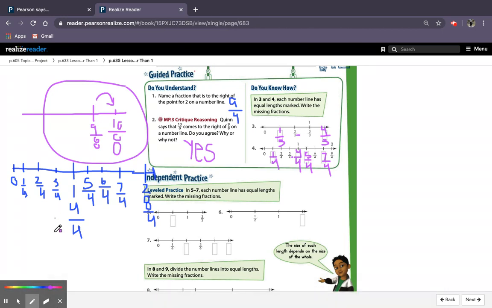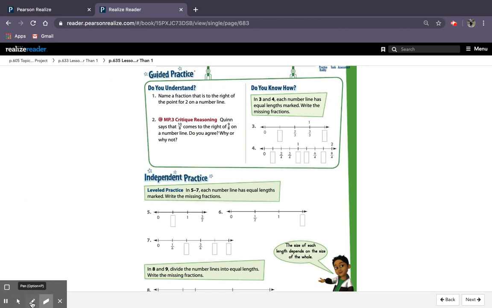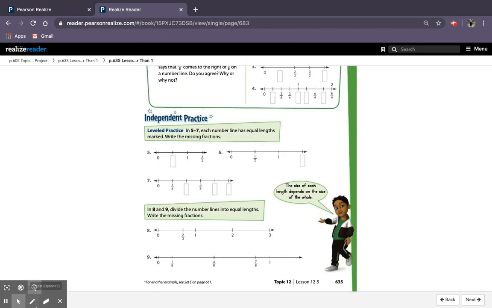I am going to erase this now, so pause it if you need to copy anything or change your answers or correct anything. Okay, and then moving down to the independent practice. So it says leveled practice, so it'll get harder as you're moving on, or at least that's what they expect it to be. If it didn't get harder for you, that's totally fine. If all of it was pretty difficult, that's okay too. You're learning this, it's something you're working on.